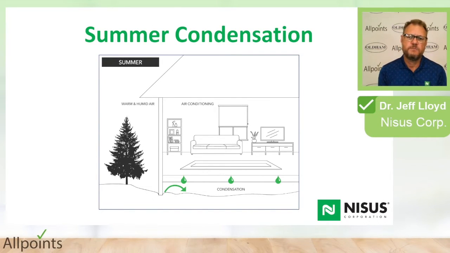Here we can see an example of summer condensation. The relative humidity outside in the summer is relatively high. It might be 80 or even as high as 90% relative humidity. And then the temperature inside that home would be cool with the use of air conditioning, and if the air conditioning is used too much, it could be cold.